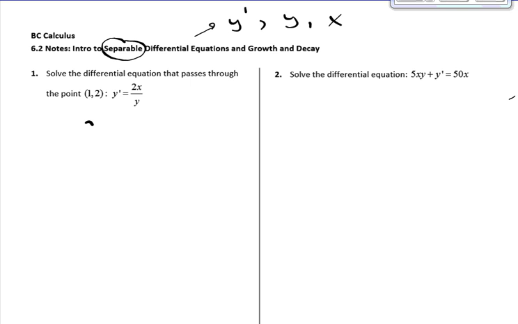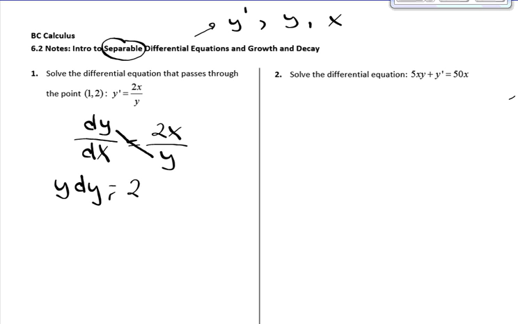and you can think of that y prime as dy over dx if you want to, which I prefer to do so you can easily see how to separate this. So separable differential equations, again, you want to put y's on one side and x on the other side. So basically we're just going to cross multiply here. So we have y dy, if you multiply the y and the dy together, equals 2x dx.